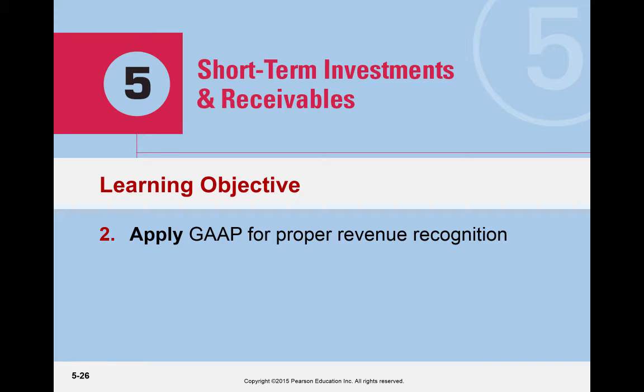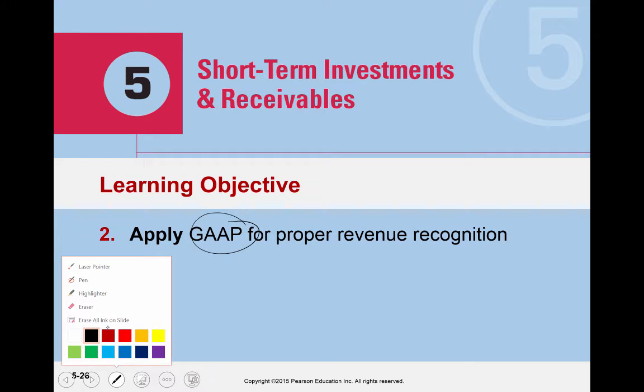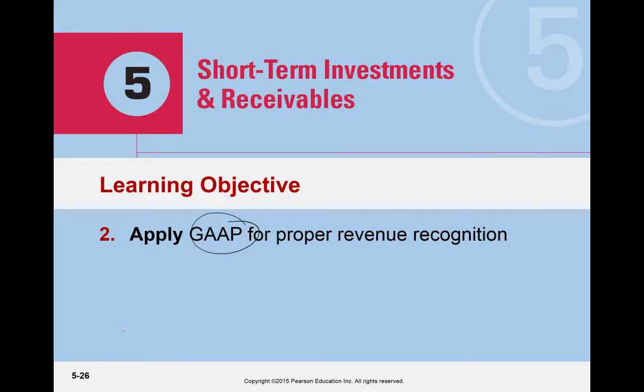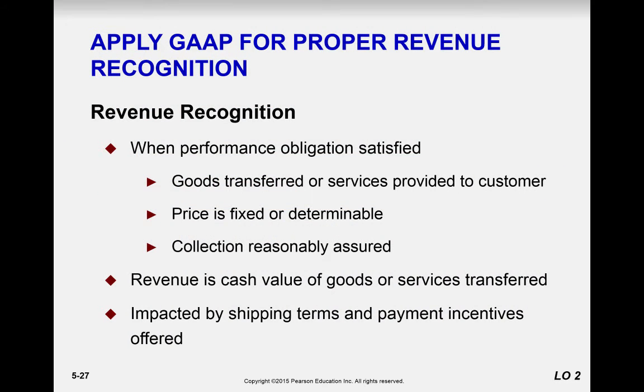We are picking up with our learning objective number 2, how to apply GAAP, generally accepted accounting principles, to properly account for revenue recognition. Basically, revenue recognition is when you have actually satisfied your obligation to perform or deliver goods. Once the goods are transferred or provided to the customer, then you can recognize your revenue.